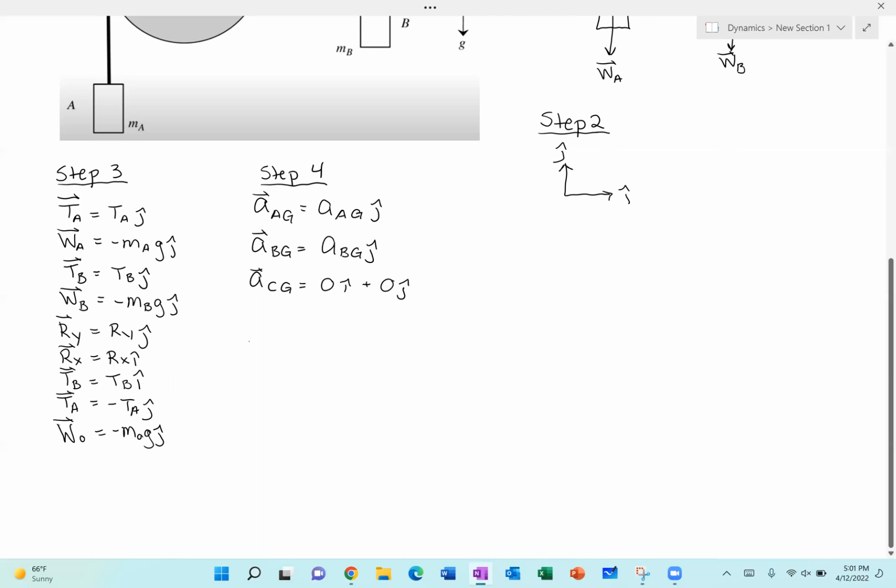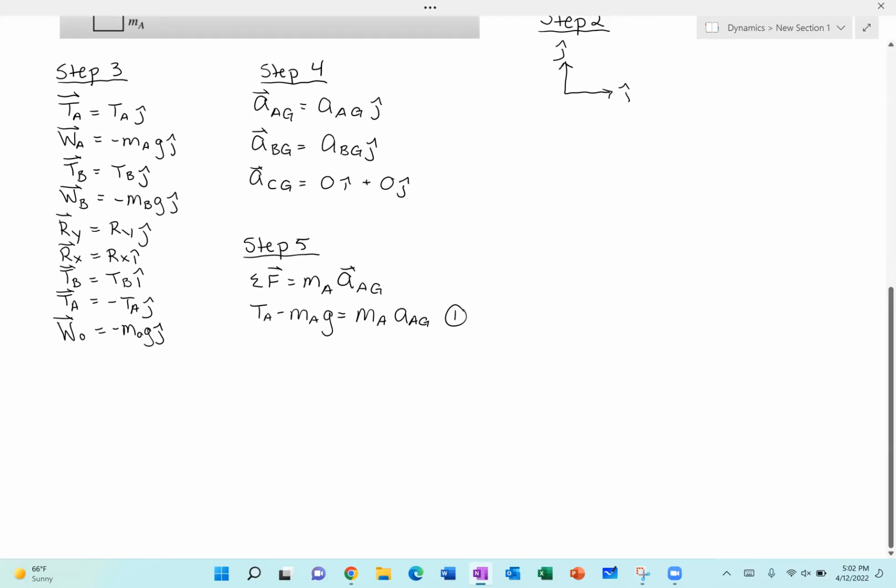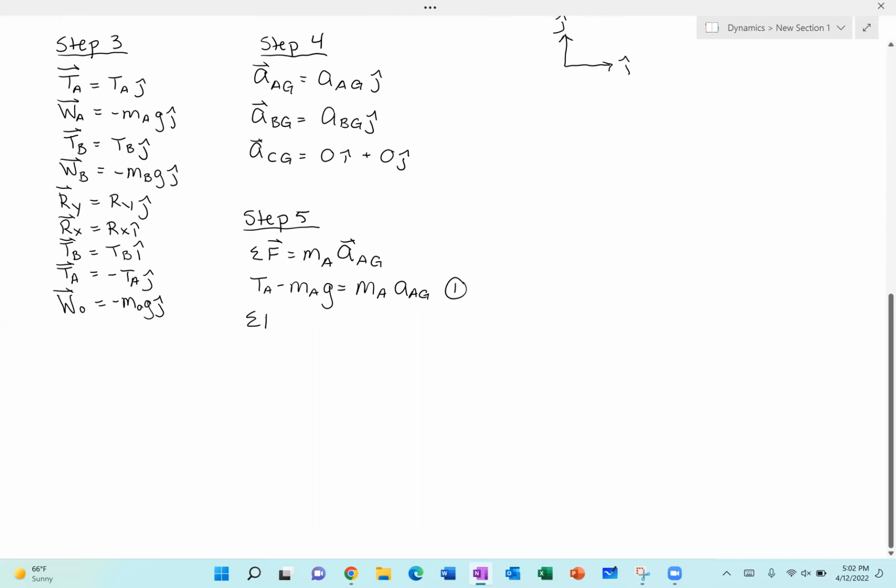For step 5, we're going to apply the F equals ma equation, and we will start with body A, and we will, on the left-hand side, add up all the forces of body A, and then on the right-hand side, the mass times the acceleration of A. And that is for the acceleration of the center of mass of A. And that'll be our first scalar equation.